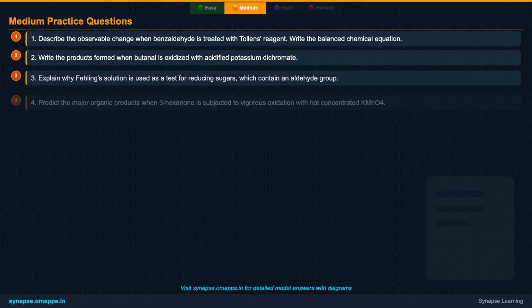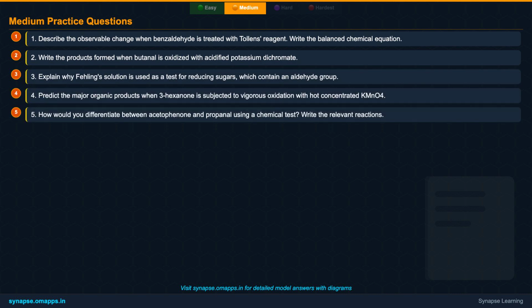Now, let's challenge ourselves with 5 questions based on the specific reagents and conditions we've just discussed. Think about the products, the observations, and the underlying reasons for the reactions.